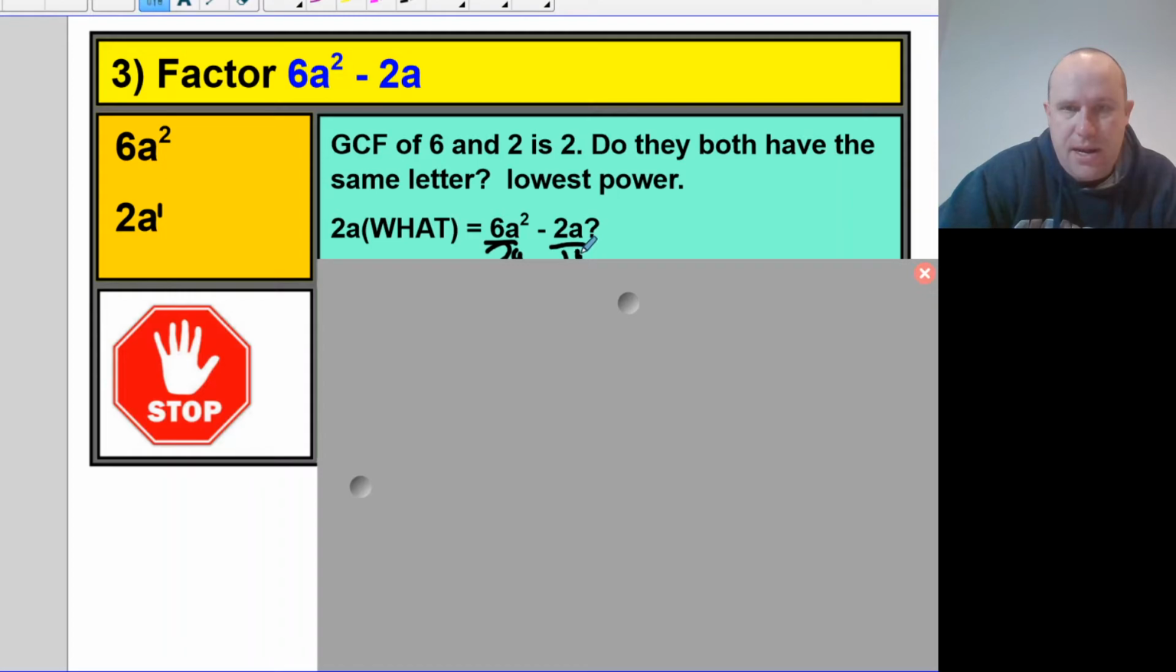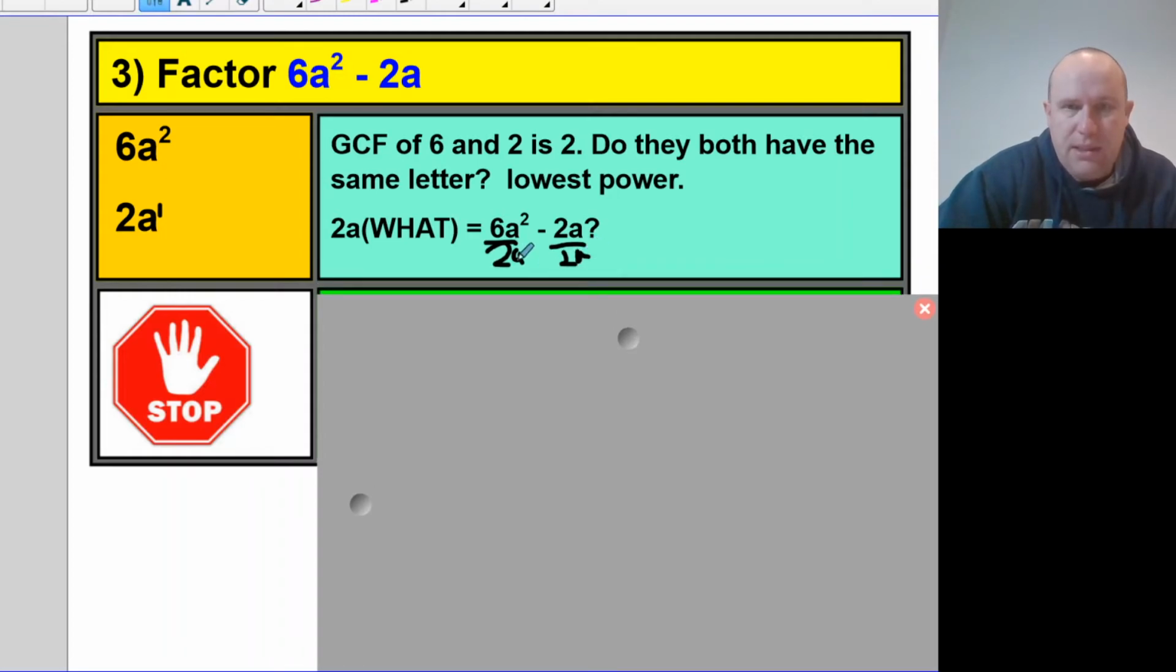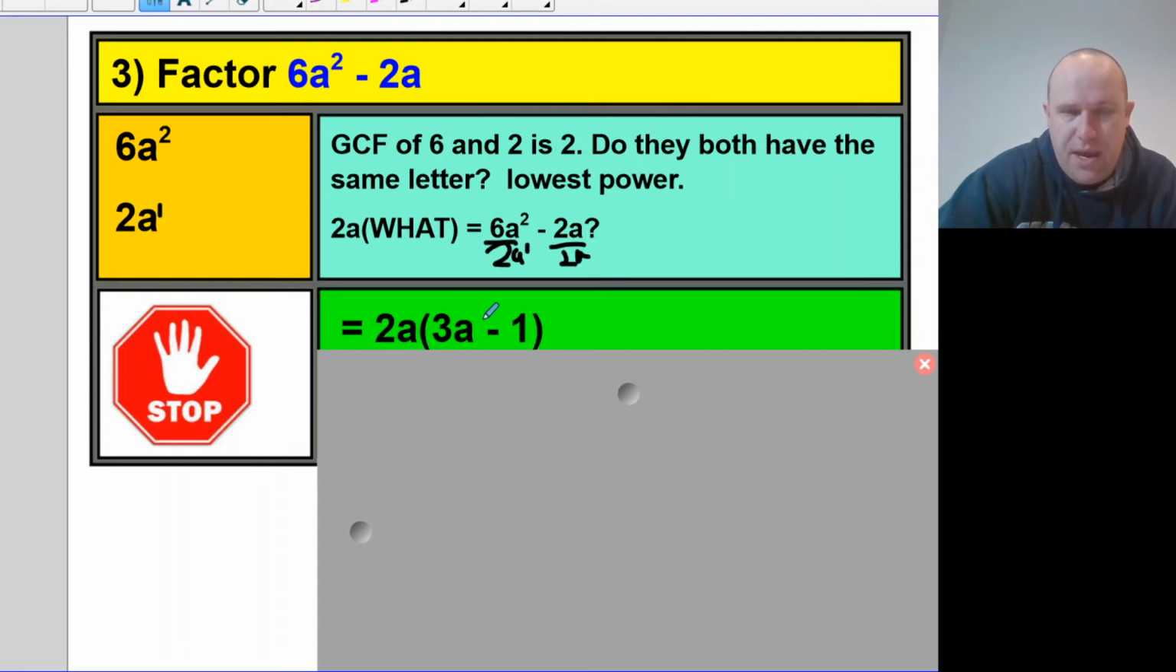Sorry, not very neat here. 6 divided by 2 is 3. And subtract the exponents: 2 take away 1 is 1. So I got 3A to the 1. 2 divided by 2 is 1. And then the A's would cancel.